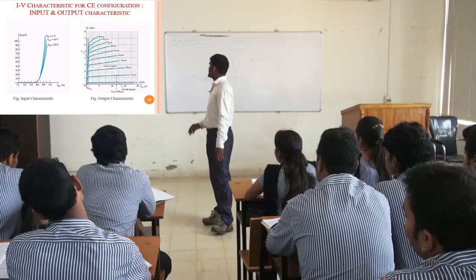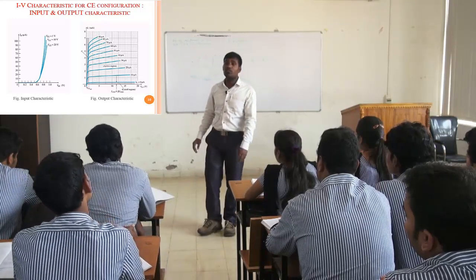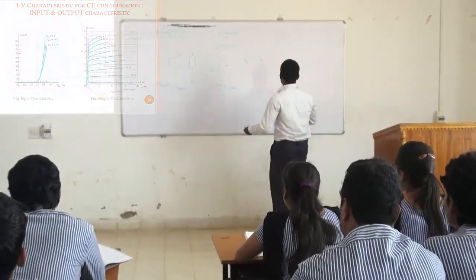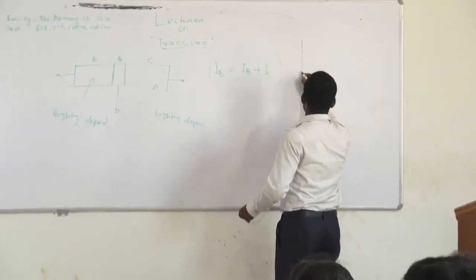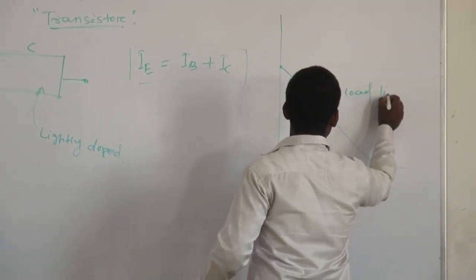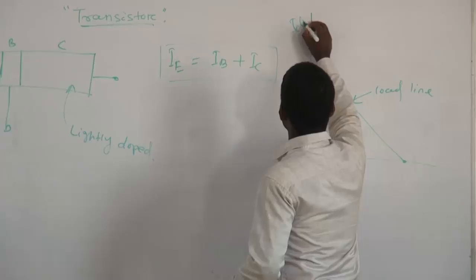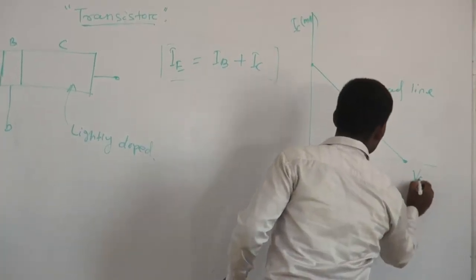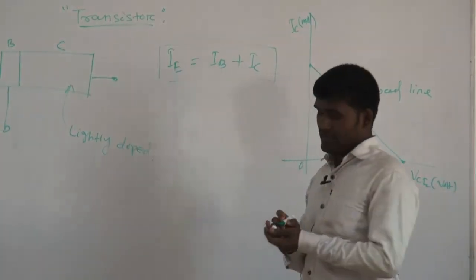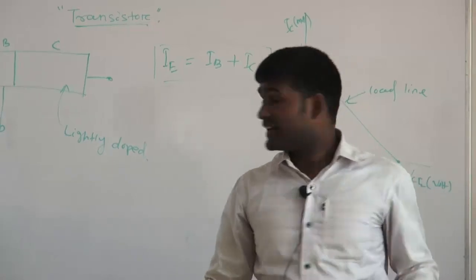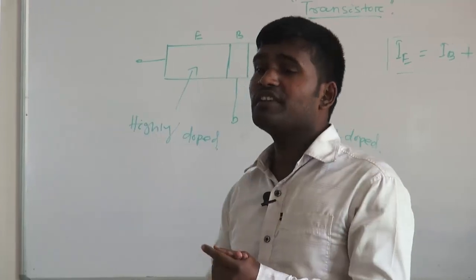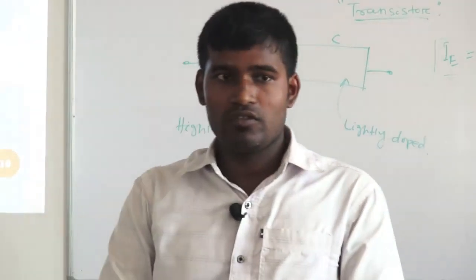So in output characteristic, if you draw a load line, the load line is nothing but the joining between IC and VCE, IC in milliampere, VCE in volt, and 0. If you join the load line, it will give a point on the load line.